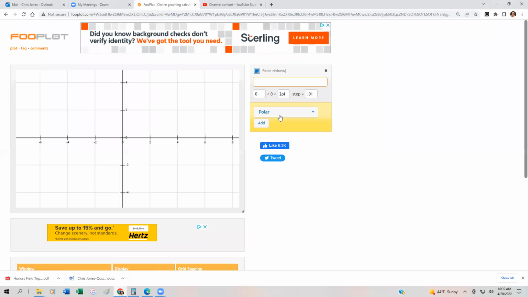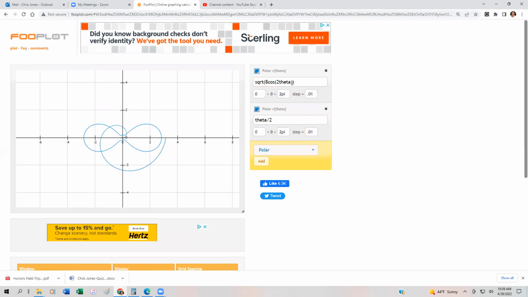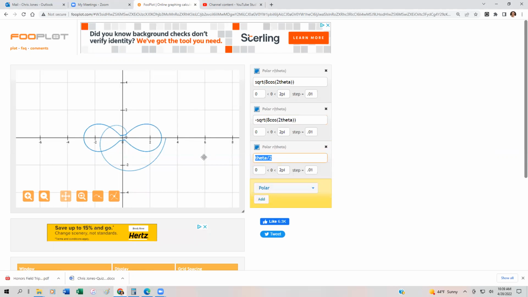So when we graph it, we're going to have square root of 8 cos 2 theta. Then we're going to add another one, and we're just going to take the opposite of this. So opposite of that. Okay. And then finally, we have r equals 2.